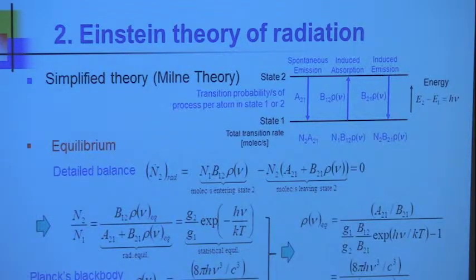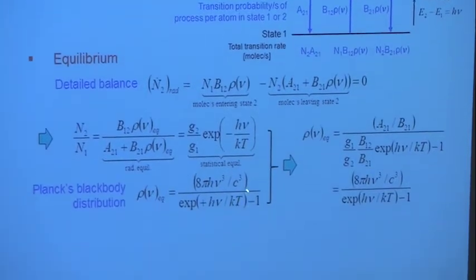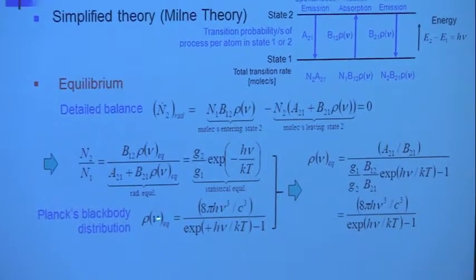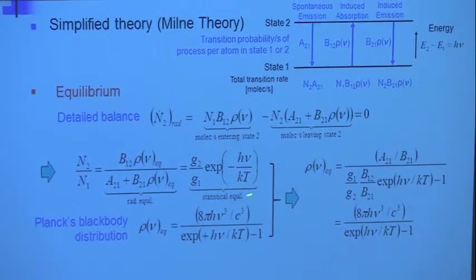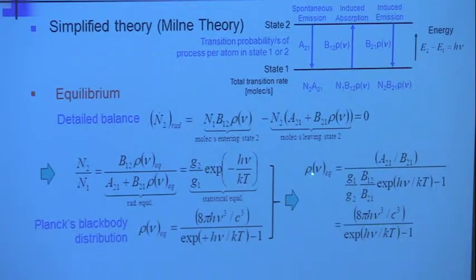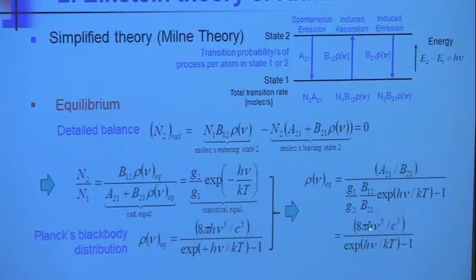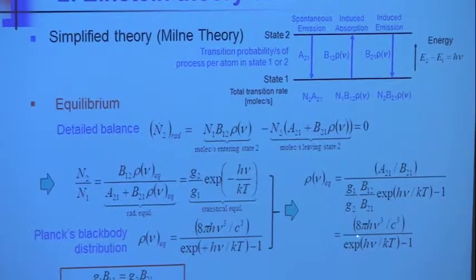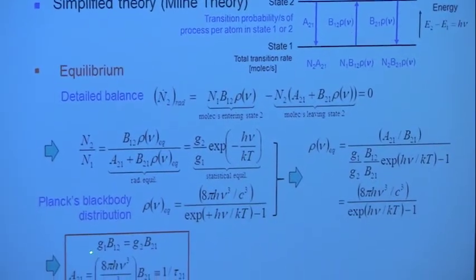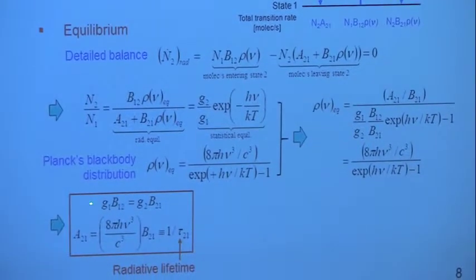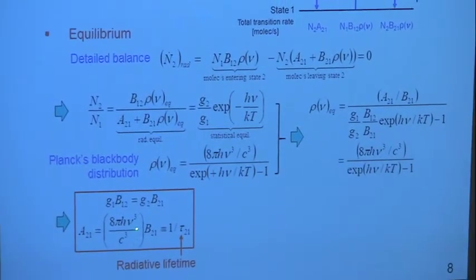We know something else. We know the photon density from the Planck distribution. If you combine these terms, recognizing we know the answer for rho nu at equilibrium, you can find that rho nu can be expressed two ways, either in terms of the A and the B's or just the Planck distribution. Therefore, in order for these relationships to be equal, we find that G1 B12 must equal this. And we know that A is related to B.